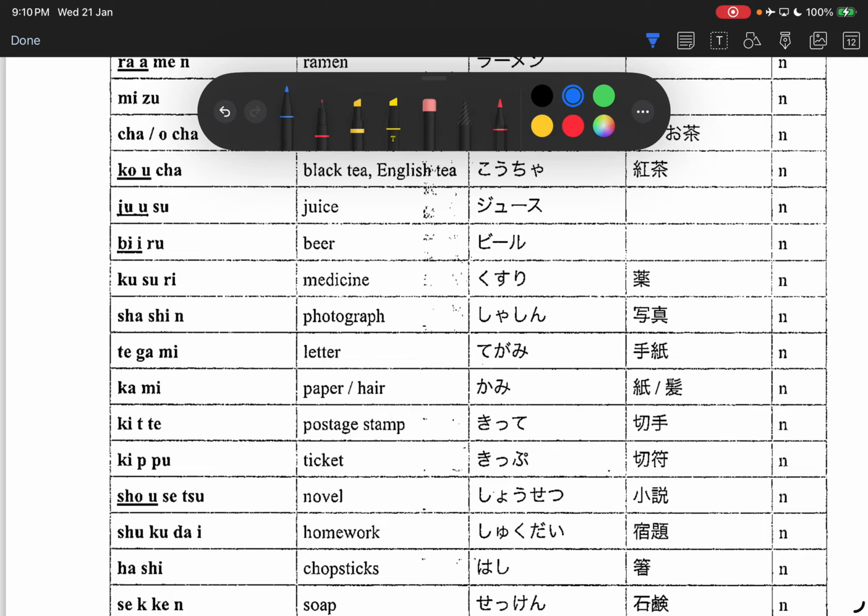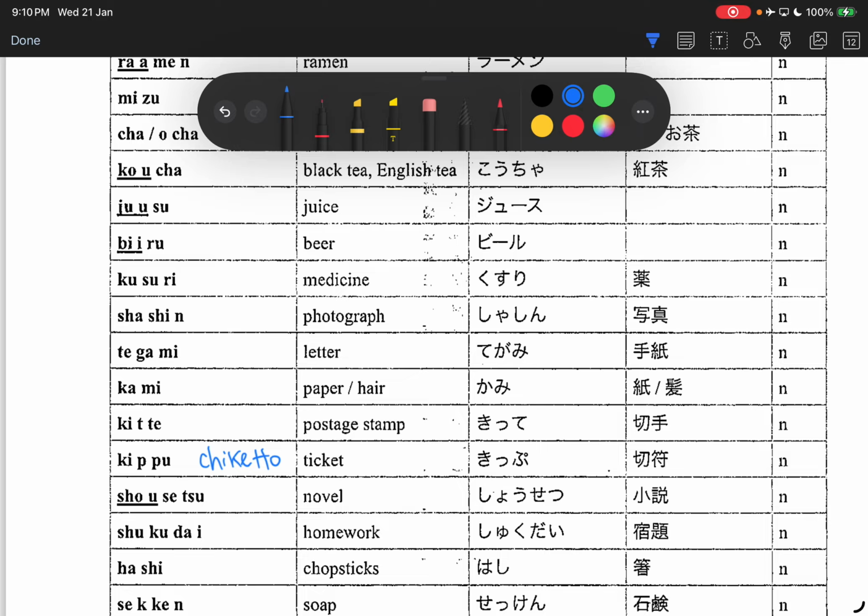Okay, next. Kite. Kite is the postage stamp. Then next one, kippu. This is ticket. Of course, nowadays people more commonly say chiketto. Chiketto, double T-O. Which means ticket, by Japanese.